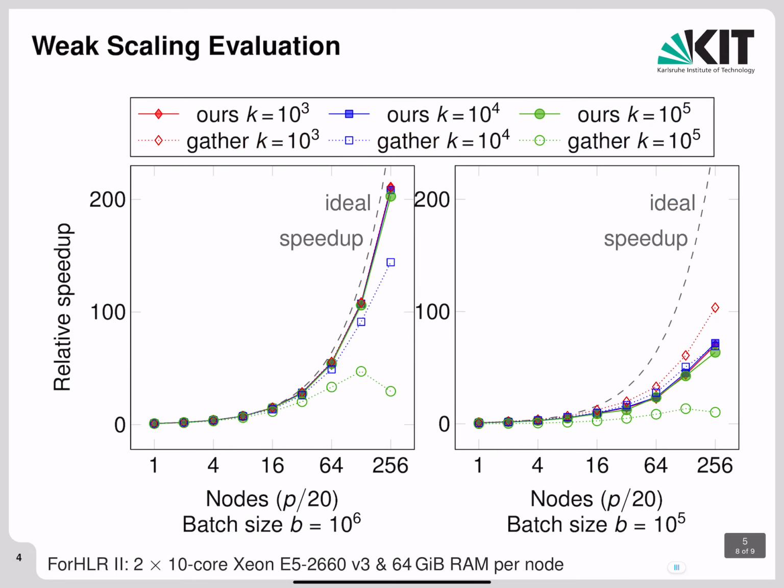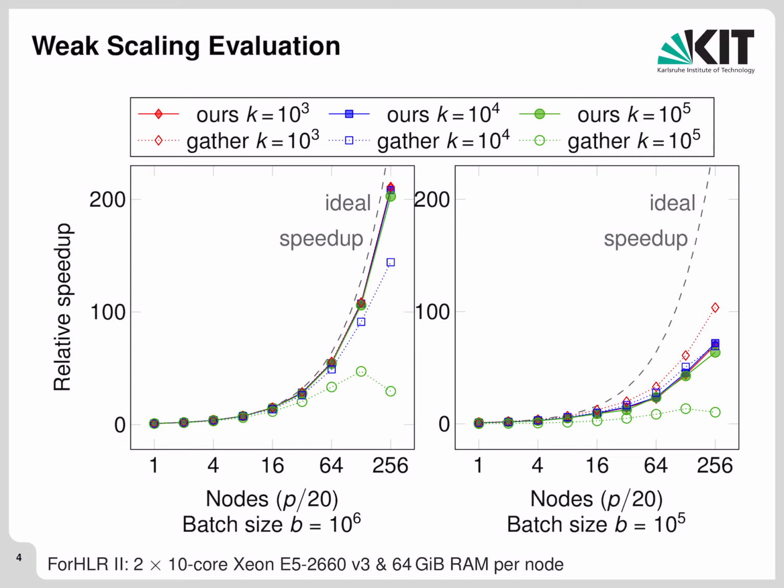Now let's look at some measurements. What you see here is a weak scaling experiment on up to 256 nodes of ForHLR II, an HPC system at our university. On the left side, each processor, which is a CPU core here, gets 1 million items per mini batch, and on the right it gets 10 times fewer, so 100,000.